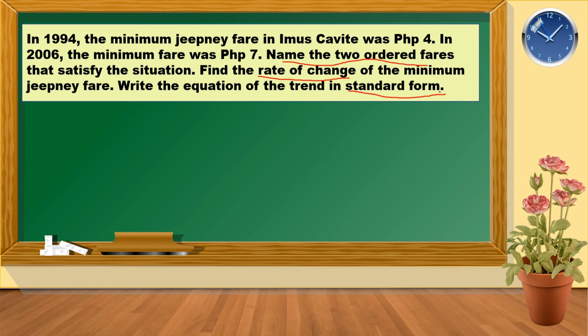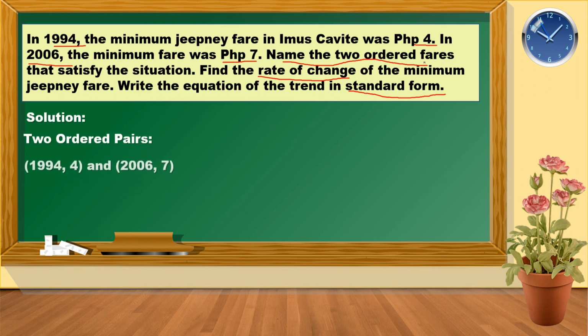Okay, so ang gagawin natin, we will write the given. Ano ba yung given natin? Yung 1994 na kung saan yung pamasahe daw sa Imus ay 4 pesos. While in 2006, the minimum fare was 7 pesos. So let us write that in an ordered pair. Okay, so solution natin, yung two ordered pairs natin dyan is (1994, 4) and (2006, 7).